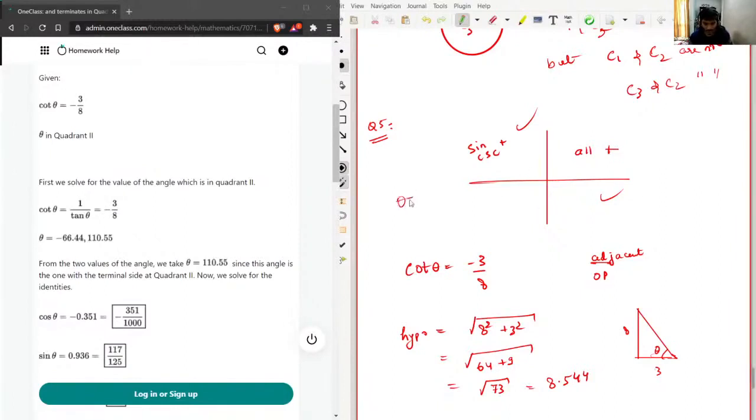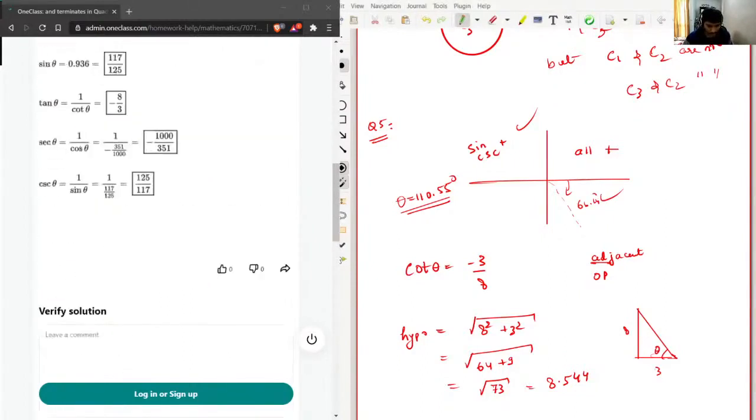So theta is 110.55 degrees. We'll take this because the other one will be somewhere around here. It is negative, so it will be like this, 66.44 degrees, and we won't be taking it because it is in quadrant 4. So I guess that is all for this question also.